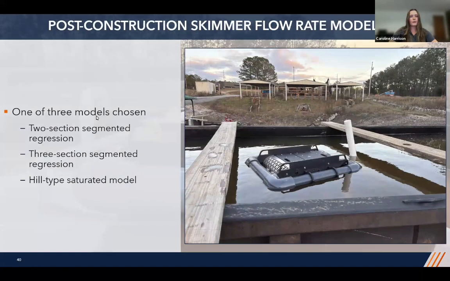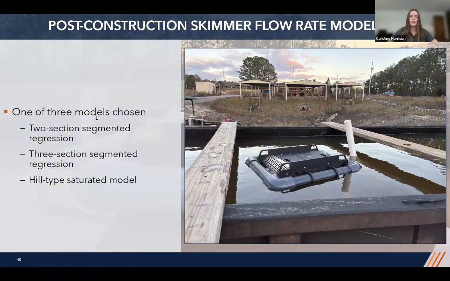So now going into our post-construction skimmer flow rate modelings. Our post-construction skimmer behavior across all our evaluated configurations and sizes didn't necessarily follow that nice, distinct two-zone, approximately linear pattern. So we employed some alternative analysis methods to develop these flow rate models. Based on these trends that we observed in those flow rate depth plots, one of 3 models was chosen to fit the data: a 2-section segmented regression model, a 3-section segmented regression model, and a hill-type saturated model.